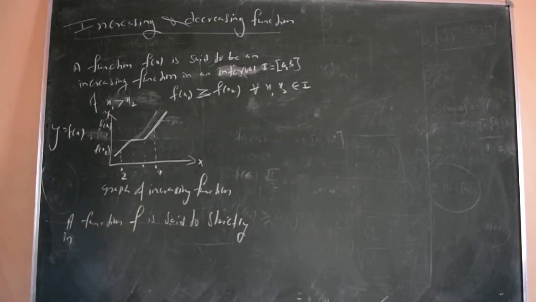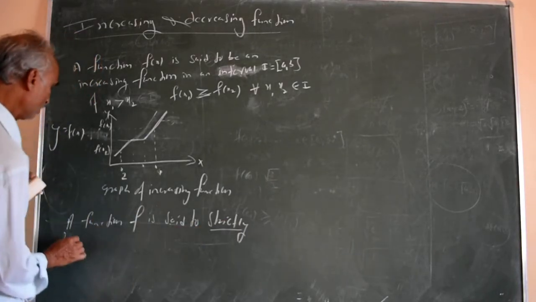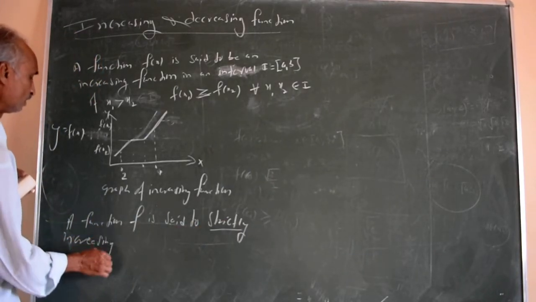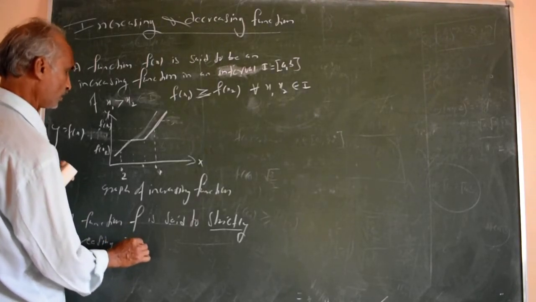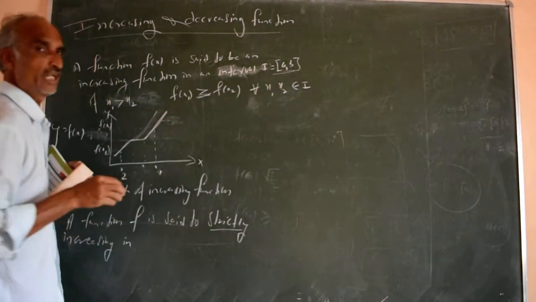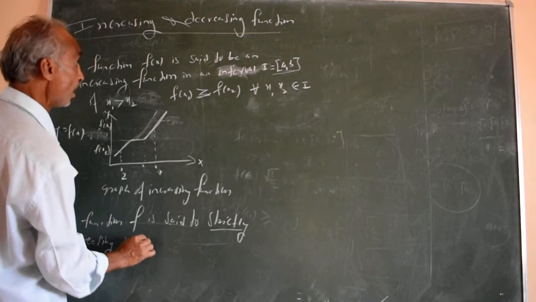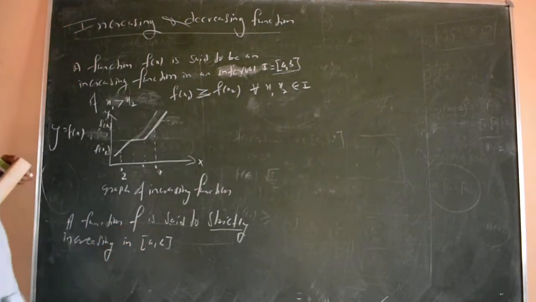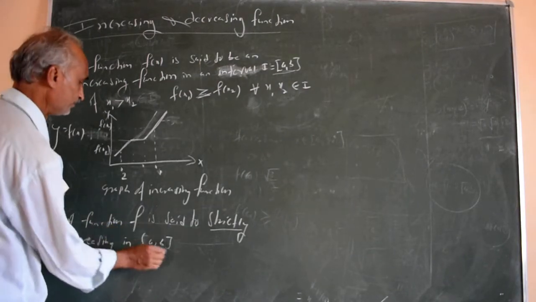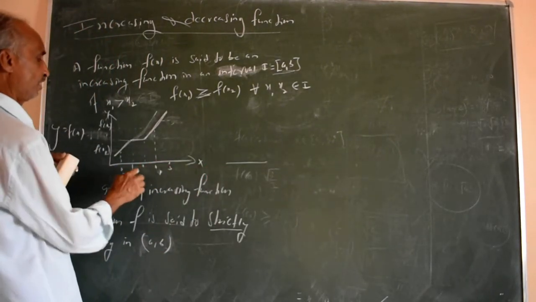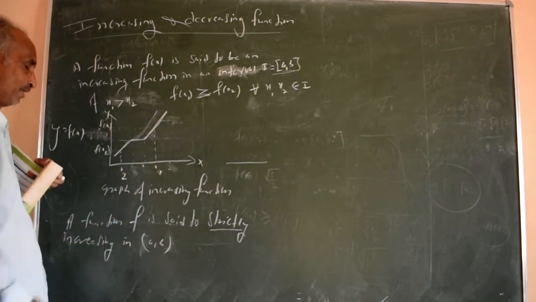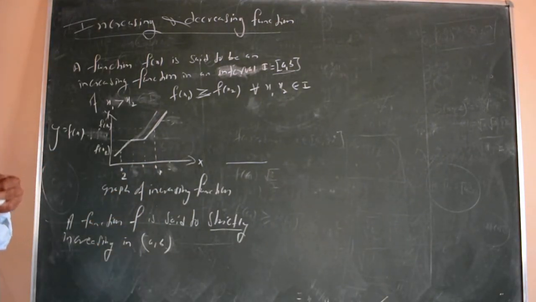A function f is said to be strictly increasing. The word strictly is there. Whenever strictly is there, take the open interval. Strictly is the open interval, and if simply increasing is there, you can take the closed interval. In a to b, these are the values of x. X belongs to this interval. In open interval a to b, x takes the value from a to b like that. Say a is 4, b is 10, increasing in 4 to 10.